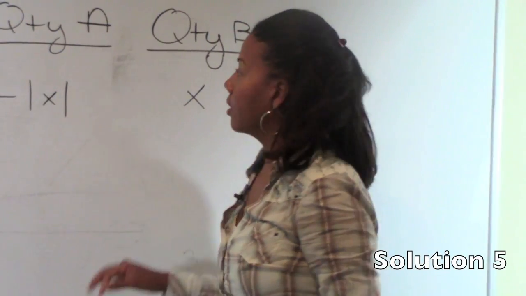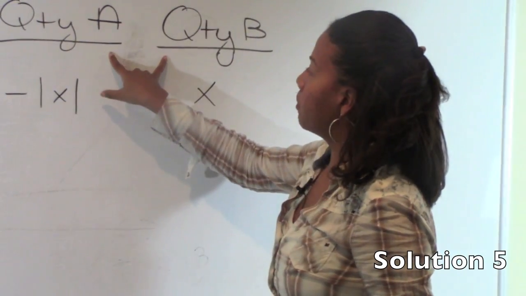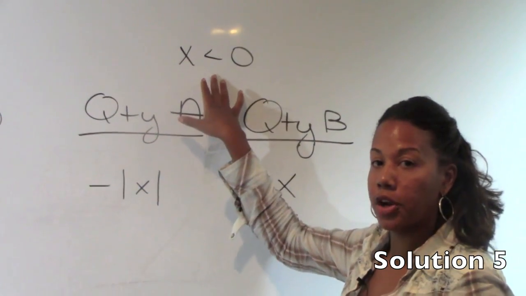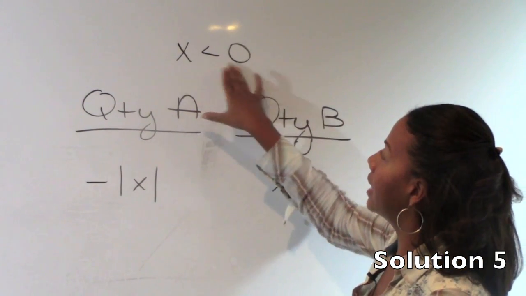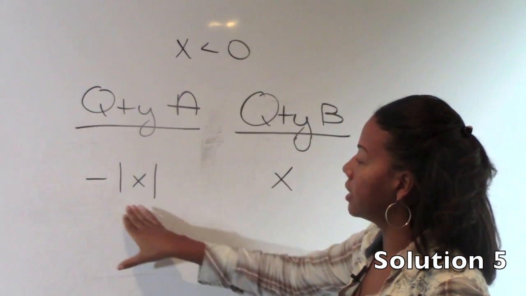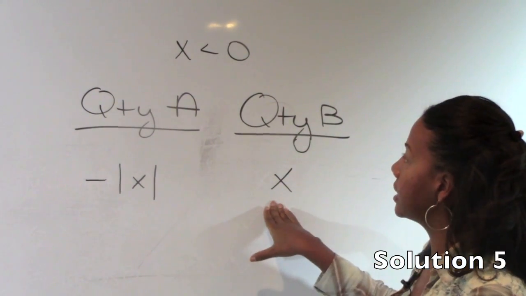Number 5. Number 5 is another quantitative comparison question. This time we're actually given information about our variable. So this tells us that x is less than 0, which means x is a negative number, and we're asked to compare the opposite of the absolute value of x with x itself.